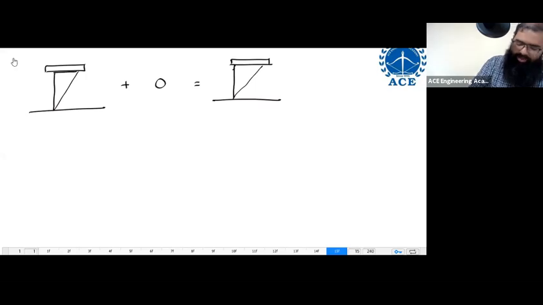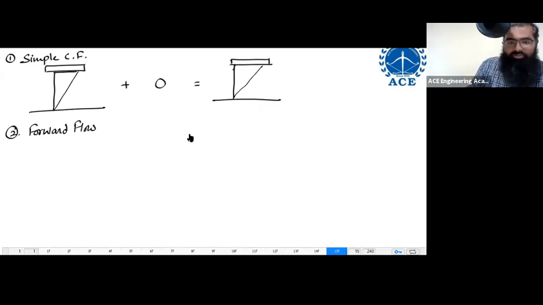You might be thinking, what is he doing? Plus nothing and all. Don't worry, everything is going to become easy now. Second case, forward flow. Don't mind my handwriting now. It is very difficult for me to write neatly now.